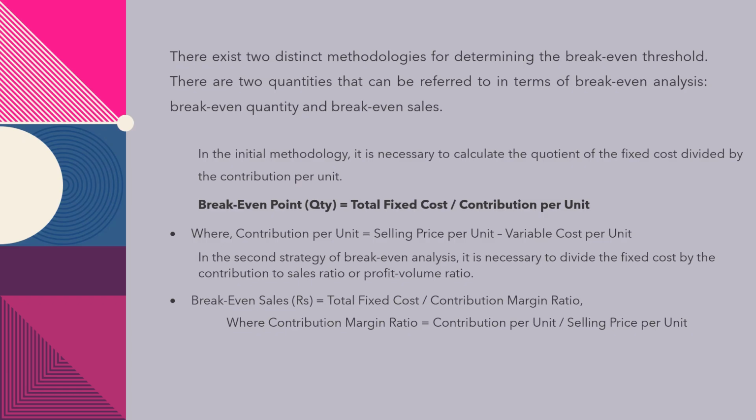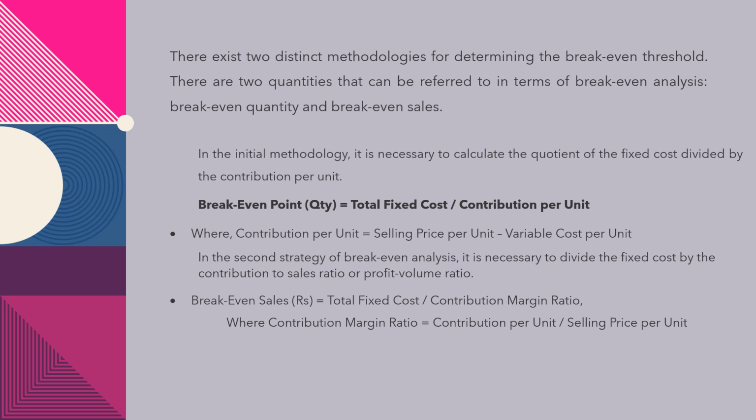So there exist two distinct methodologies for determining the break-even threshold. These two quantities can be referred to in terms of break-even analysis, break-even quantity, and break-even sales. So in the initial methodology, it is necessary to calculate the quotient of the fixed cost divided by the contribution per unit. So our formula is break-even point quantity is equal to total fixed cost divided by contribution per unit, where contribution per unit is equal to selling price per unit minus variable cost per unit.